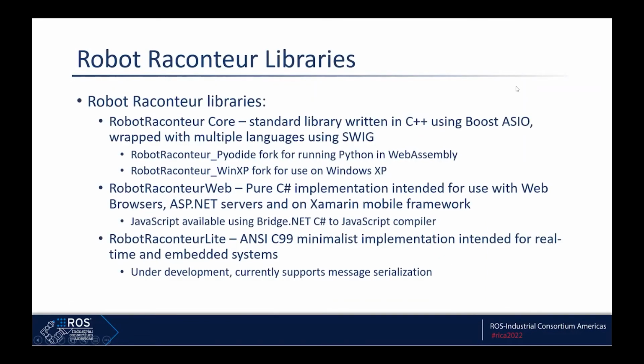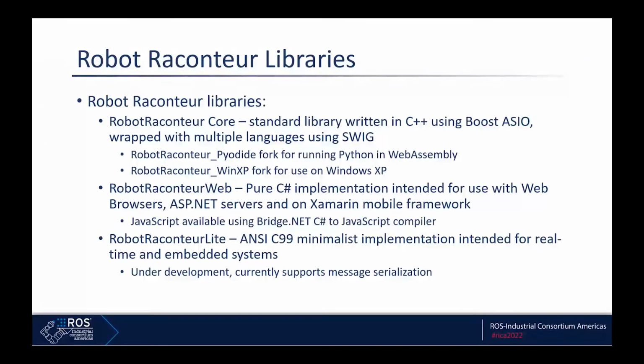So there are 3 implementations of the core library. Robot Raconteur Core is a standard library, which is the one which is most mature and most used. There's also 2 forks of interest. One is PyRI, which runs inside a web browser. And the other is Windows XP fork that we use to talk to older equipment.